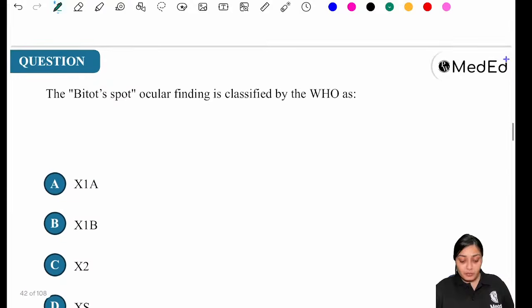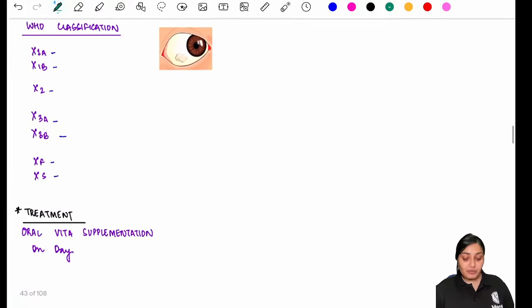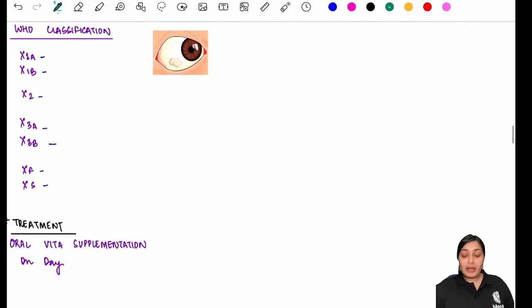Right, now let's move to the next question, another deficiency question. Bitot spot. The Bitot spot ocular finding is classified by the WHO as X1A, X1B, X2 or XS. Now let's understand this WHO classification of vitamin A deficiency. We have X1, X2, X3 and XF, XS. So what is X1A? In X1A, there is just dryness of the conjunctiva. So there will be conjunctival xerosis.